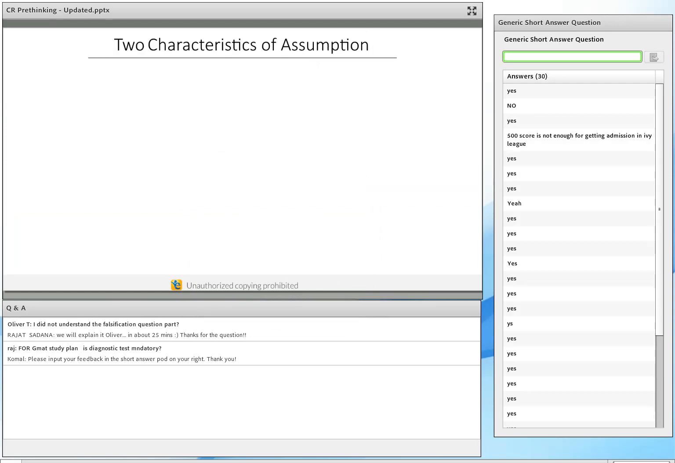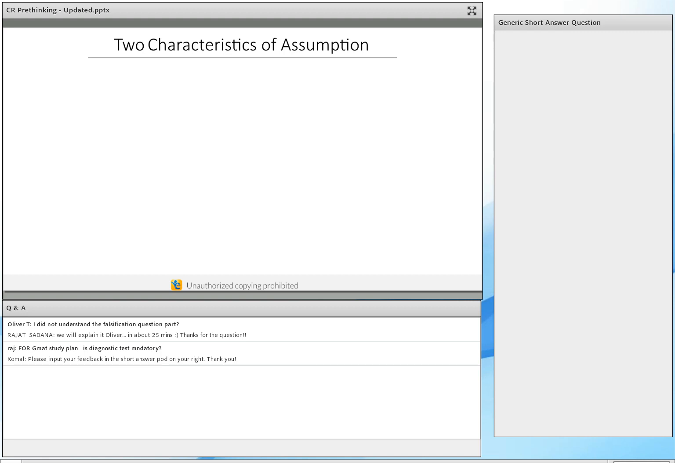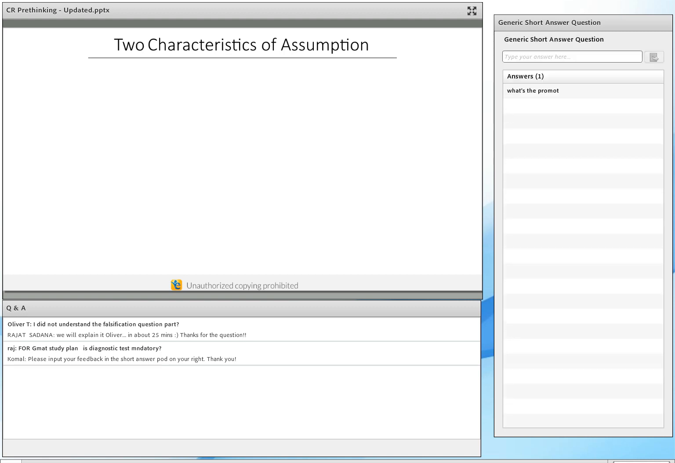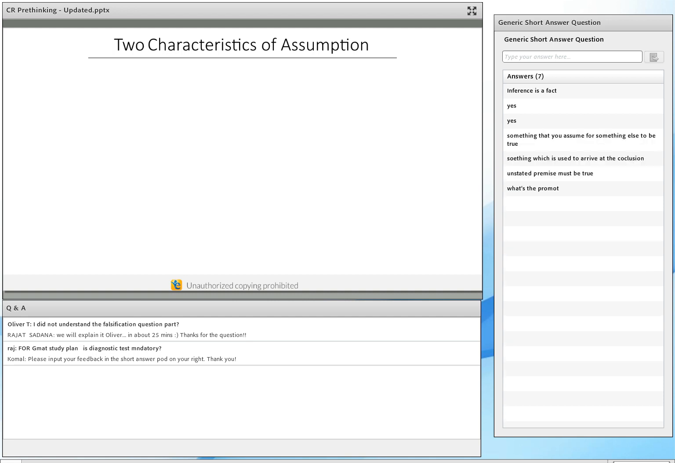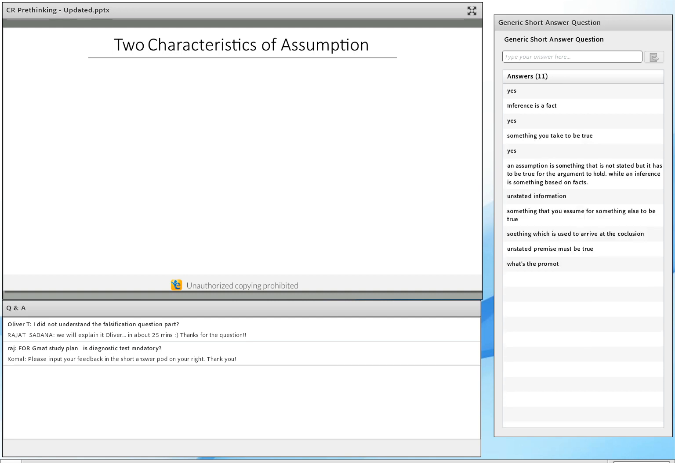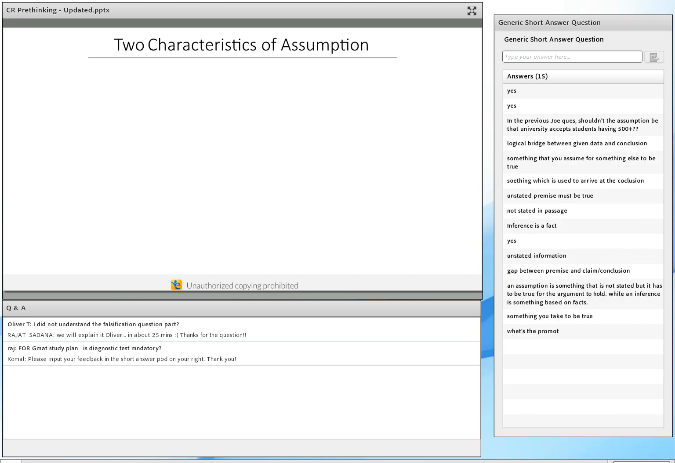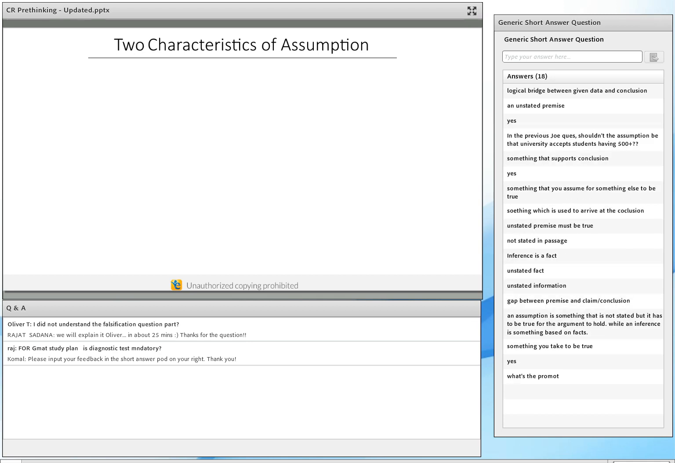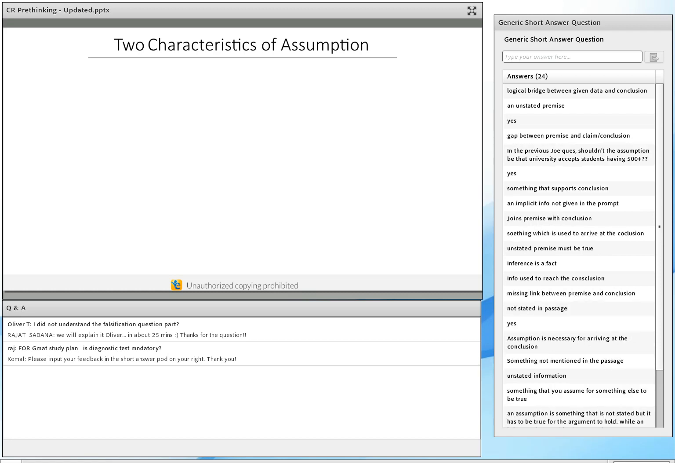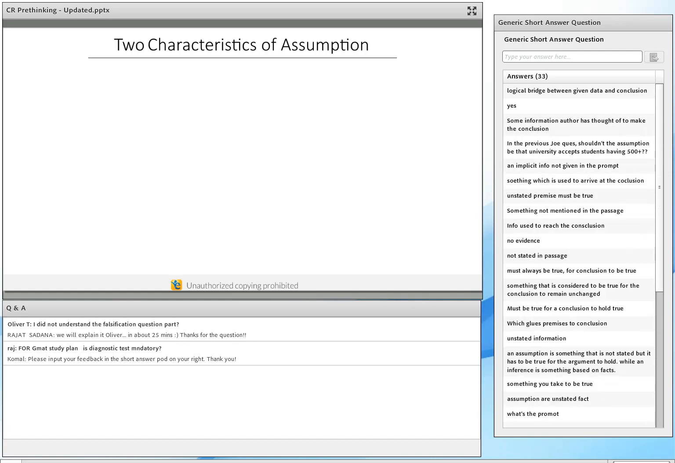Okay, let's move forward. With that, let's understand what an assumption is, because we are here for an assumption. So what is an assumption? Can you guys define the assumption? Let's really get to that.